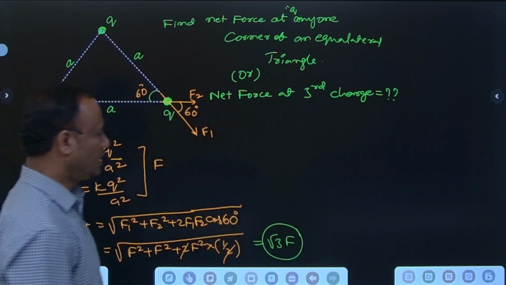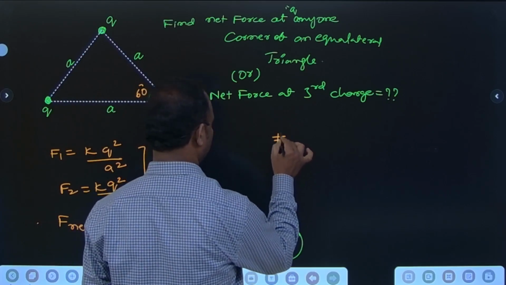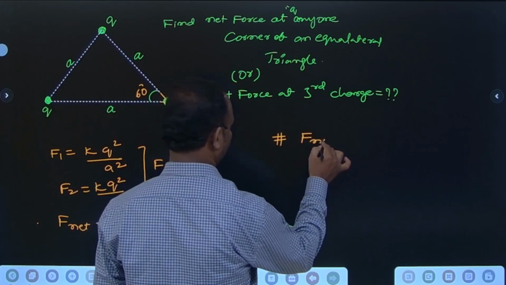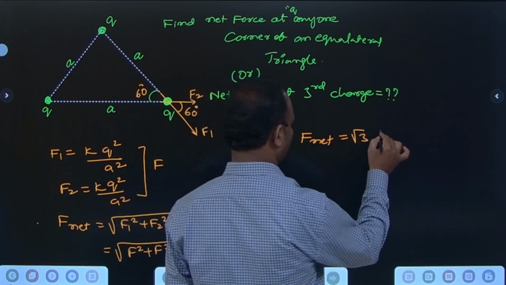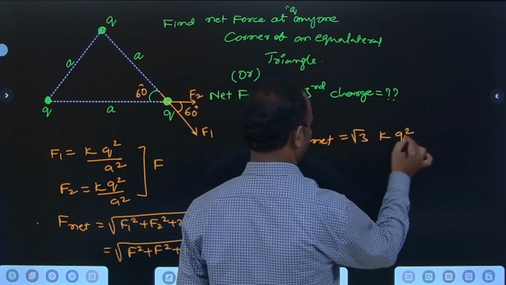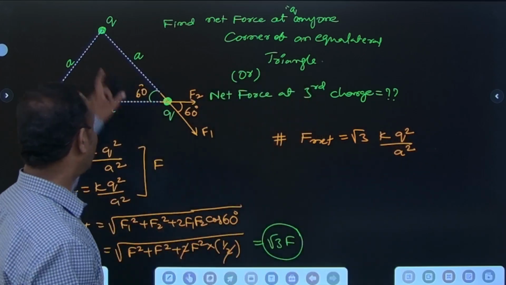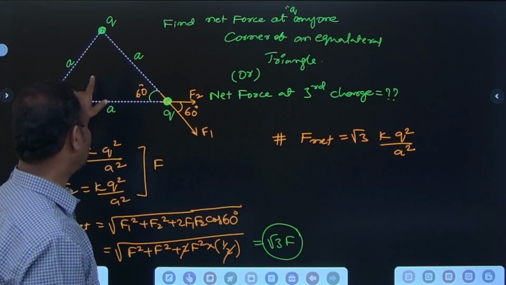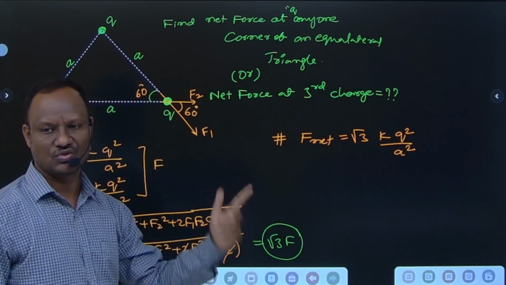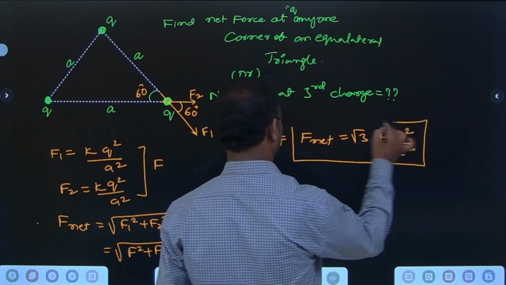So the net force at the third corner, I can say, F net is equal to root 3 times F, which means root 3 K Q square by A square. A is the side length, not the distance from the center. Distance from center is R. R is equal to A by root 3. So this is my answer.